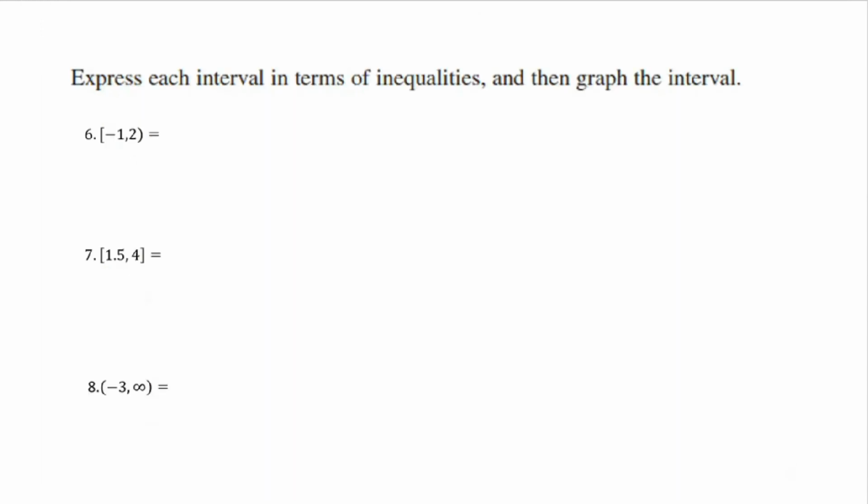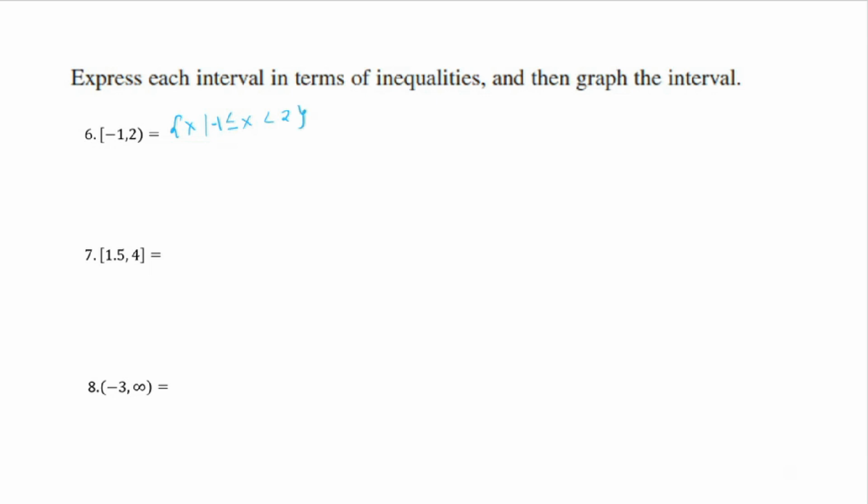Okay, let's try this one. Express each interval in terms of inequalities and then graph the interval. Okay, for letter A, we have the open bracket -1 to 2 and then close parentheses. So how are we going to describe the set? We can describe that one as the set of all x such that x is greater than or equal to -1 and x is less than 2.